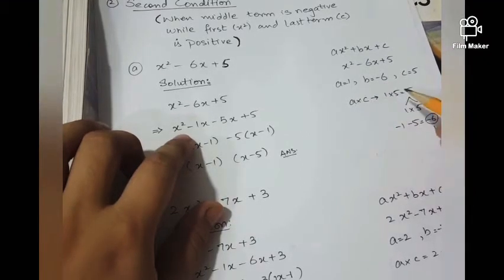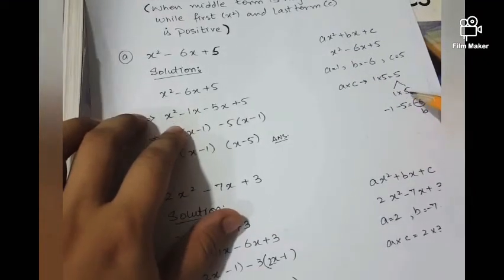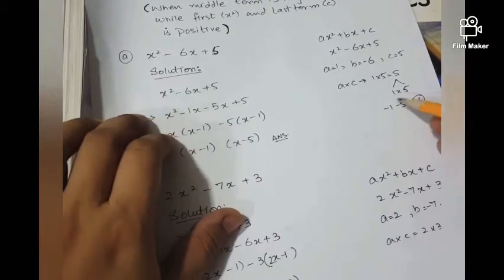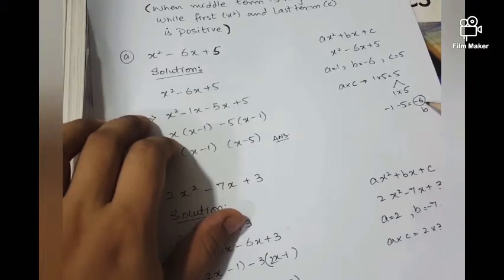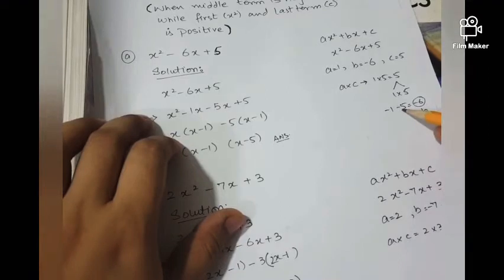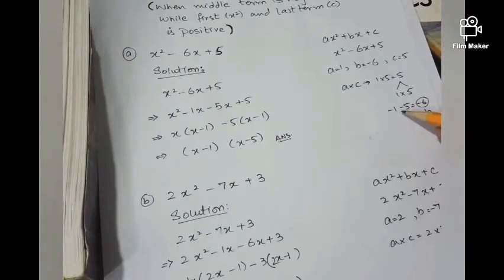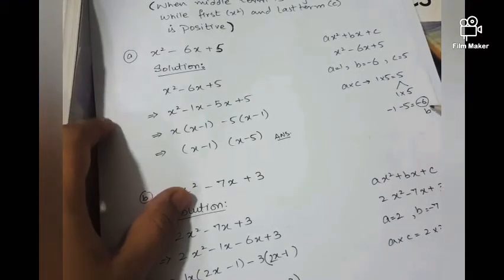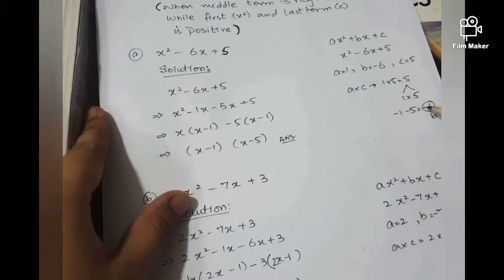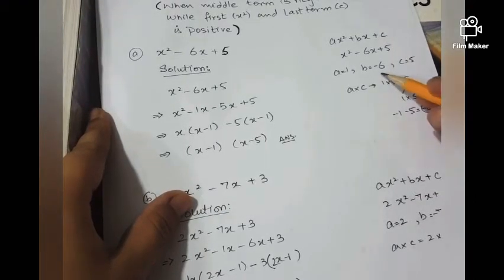Now a multiplied by c, 1 multiplied by 5, this is the only factor. Now I have to arrange the first and the second factor in such a way that by adding or subtracting them I get minus 6, and we know that minus 1 and minus 5 will give me minus 6. In the first condition, the factors had plus signs. In the second condition, both the factors will have a minus sign. So minus 1 and minus 5 is equal to minus 6. Okay. And minus 6 is our b.